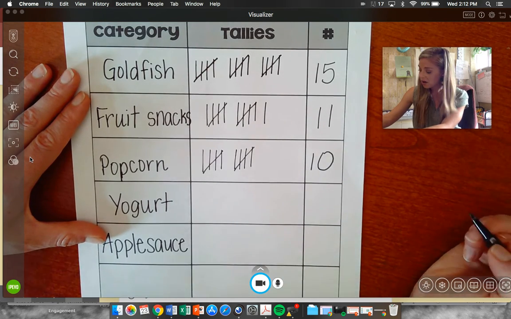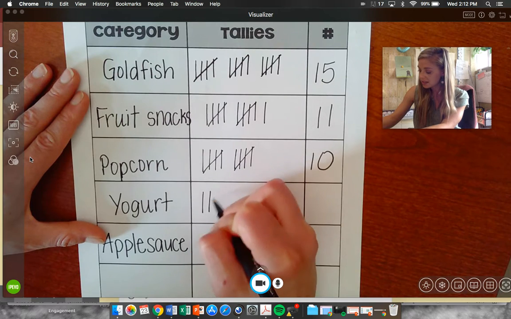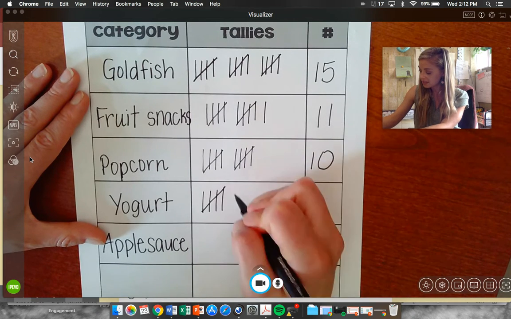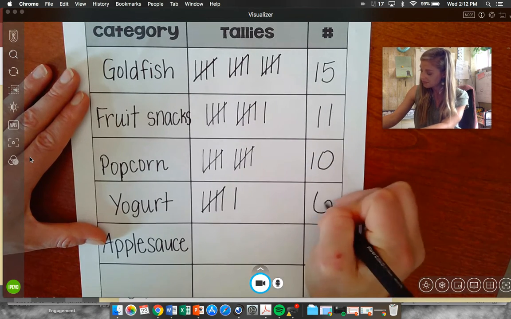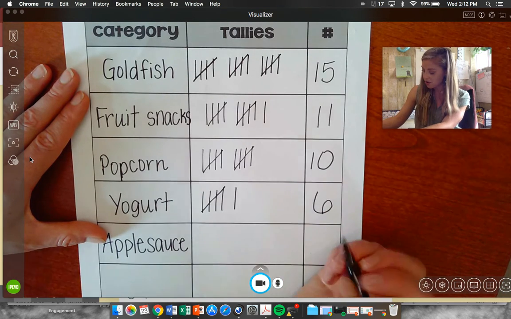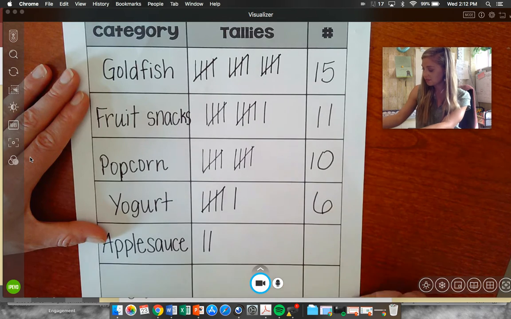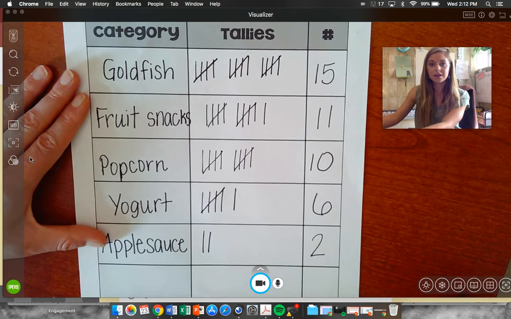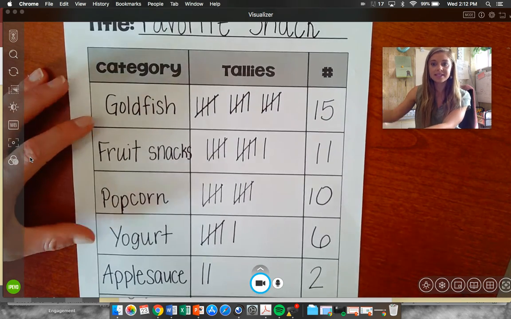For yogurt, we had 6 votes. 5, 6. And for applesauce, we had 2 votes. 1, 2. So this is our completed frequency table.